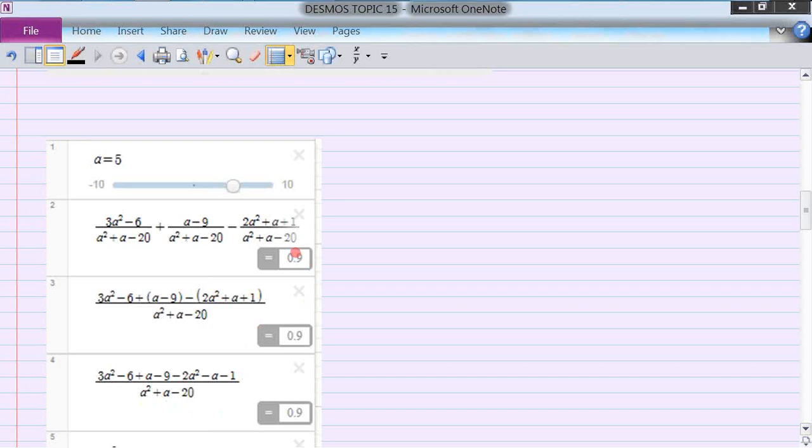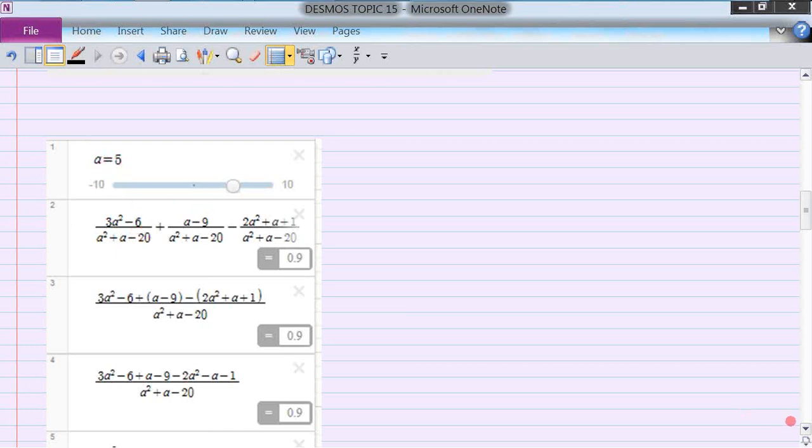And you see the value doesn't change. Of course, I should change the value of a to make sure this happens. Be careful that you don't choose a value for a that makes the denominator 0, because then it will be undefined. For example, if I chose a equals 4, this would be 16 plus 4 minus 20, which would be 20 minus 20, 0.